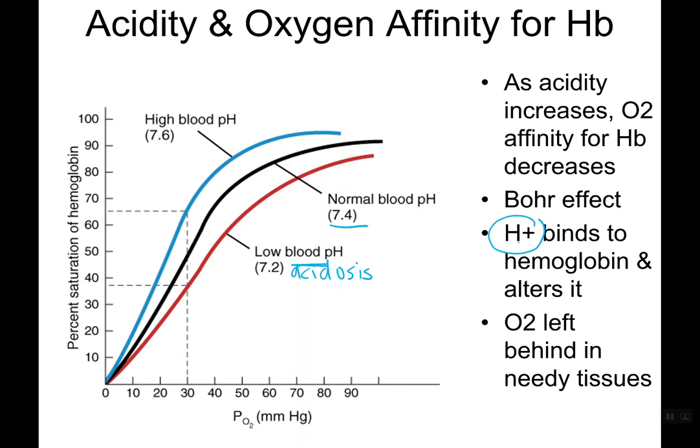So if you don't have enough protons around, your hemoglobin has a harder time letting go of its oxygens, so it's going to shift the curve back towards the y-axis, meaning that, let's say at 30 millimeters of mercury, where ordinarily you would have about 45% saturation, now at 30 millimeters of mercury, you have 65%. So that's a 20% difference, which is quite a bit.